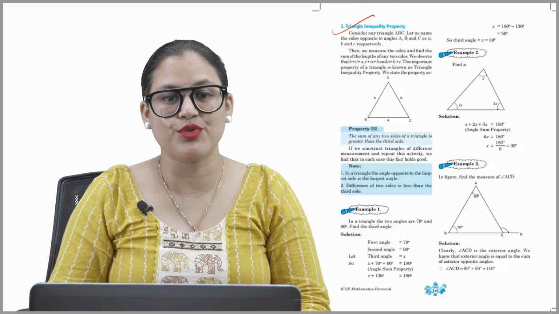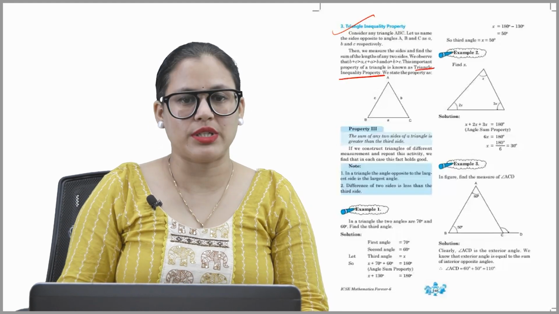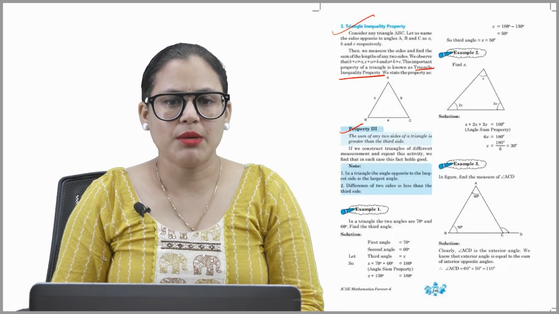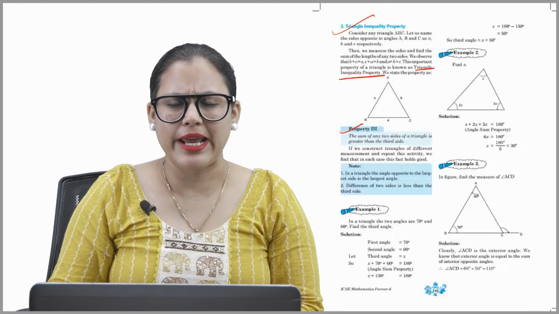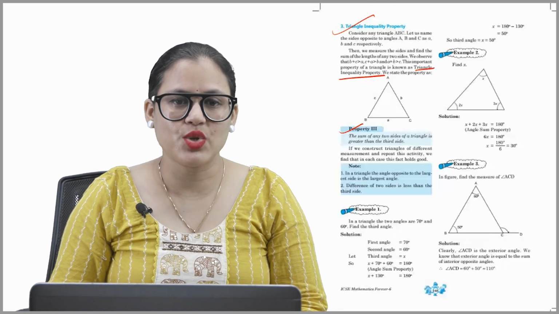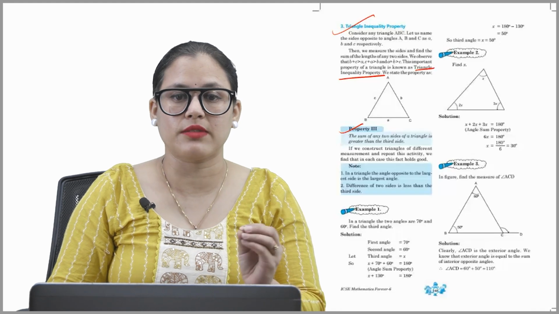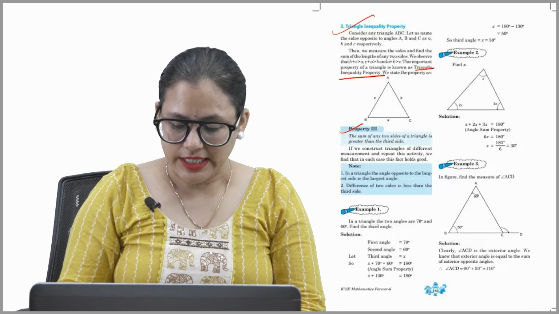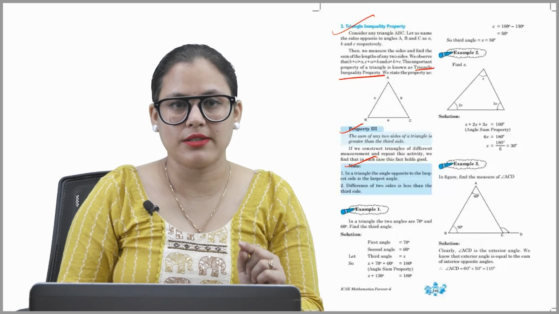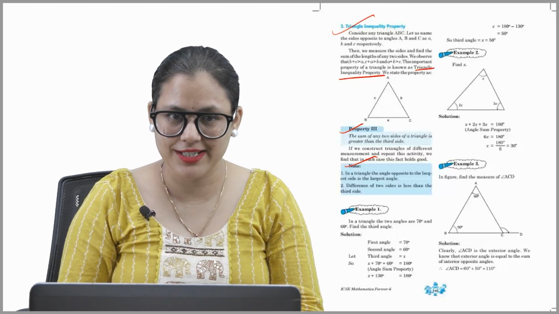This important property of triangle is known as triangle inequality property. So we state the property as property 3: the sum of any two sides of a triangle is greater than the third side. If we construct triangles of different measurement and repeat this activity, we find that in each case this fact holds good. Note, in a triangle, the angle opposite to the largest side is the largest angle, and the difference of two sides is less than the third side, right?